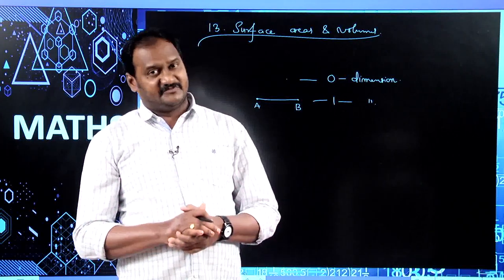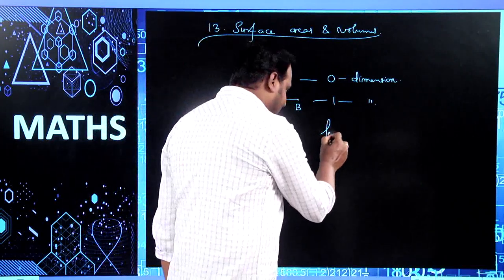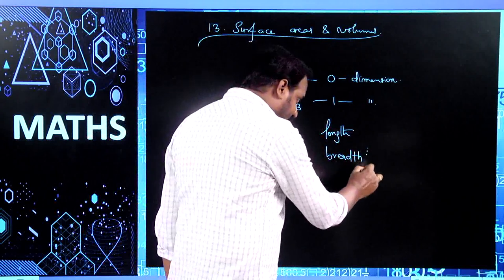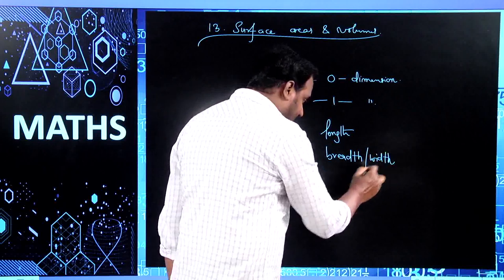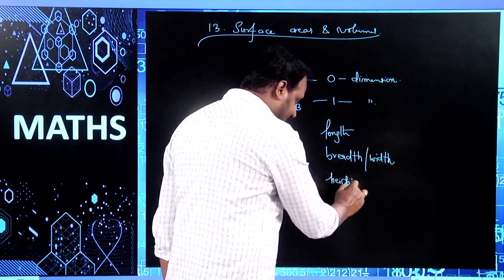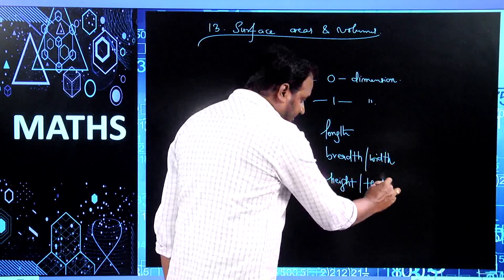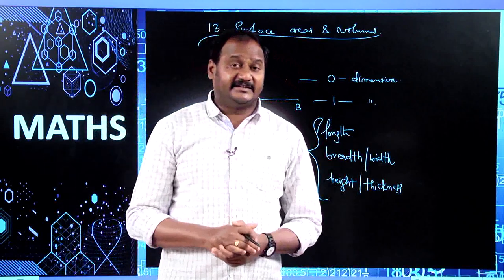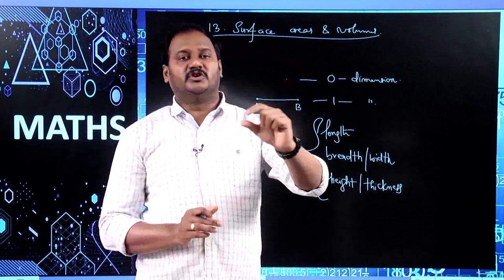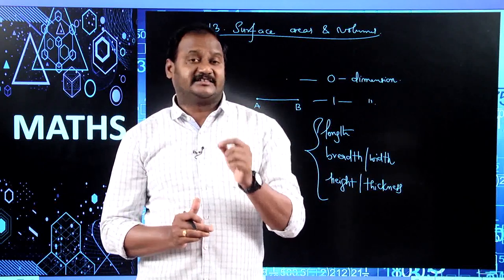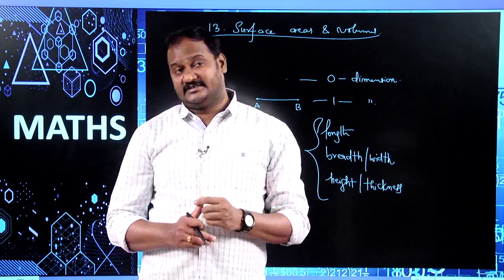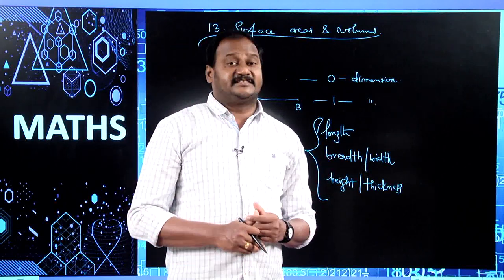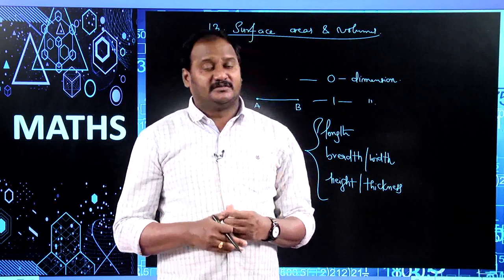Every three dimensional figure has a certain length as well as breadth, otherwise we can call it width, and height, otherwise thickness. So, a figure which has all these three dimensions is said to be a three dimensional figure. If you want to hold a figure, it has to have a certain thickness, that is what is called the height of the figure.